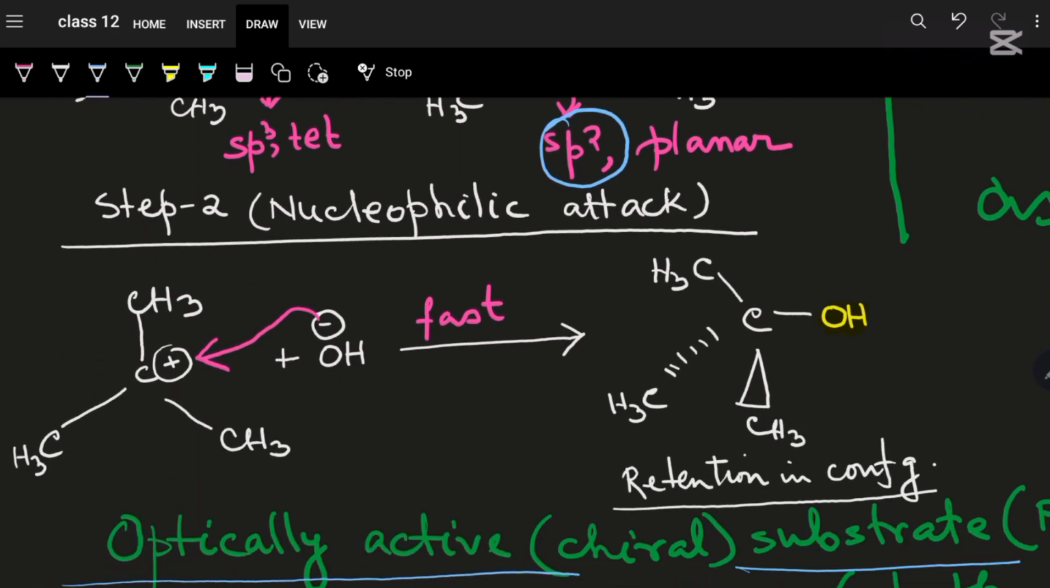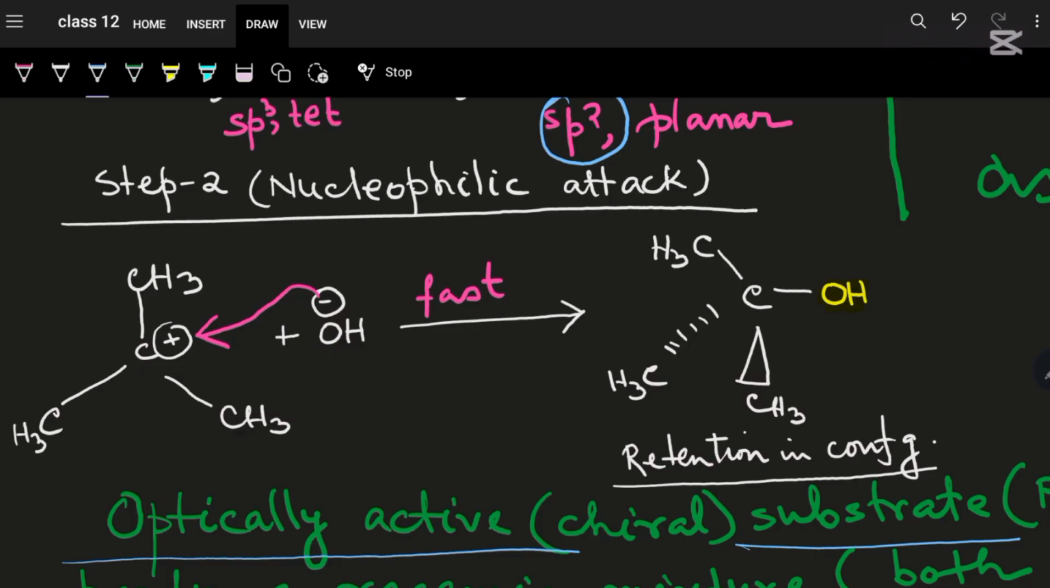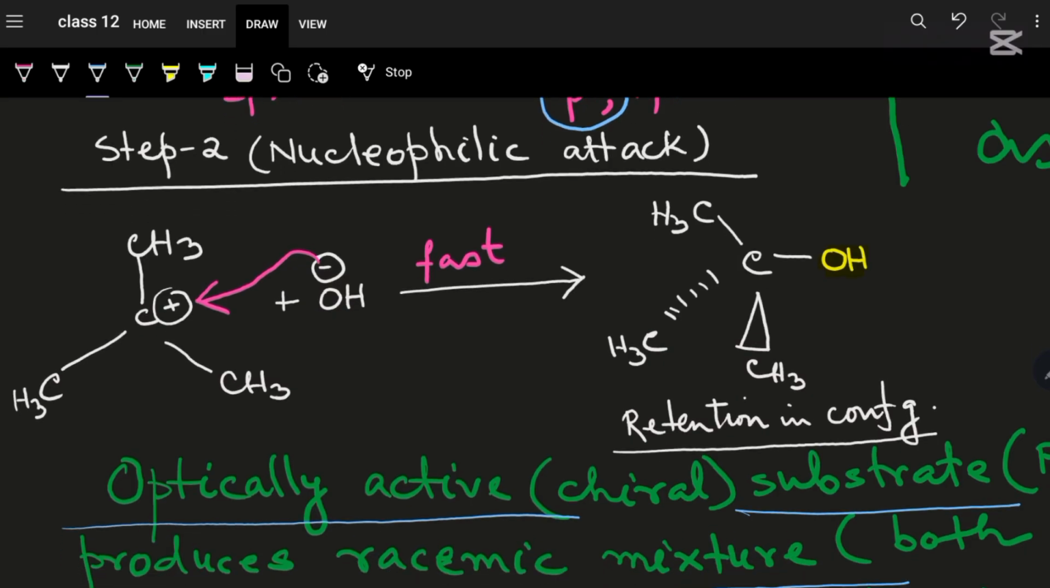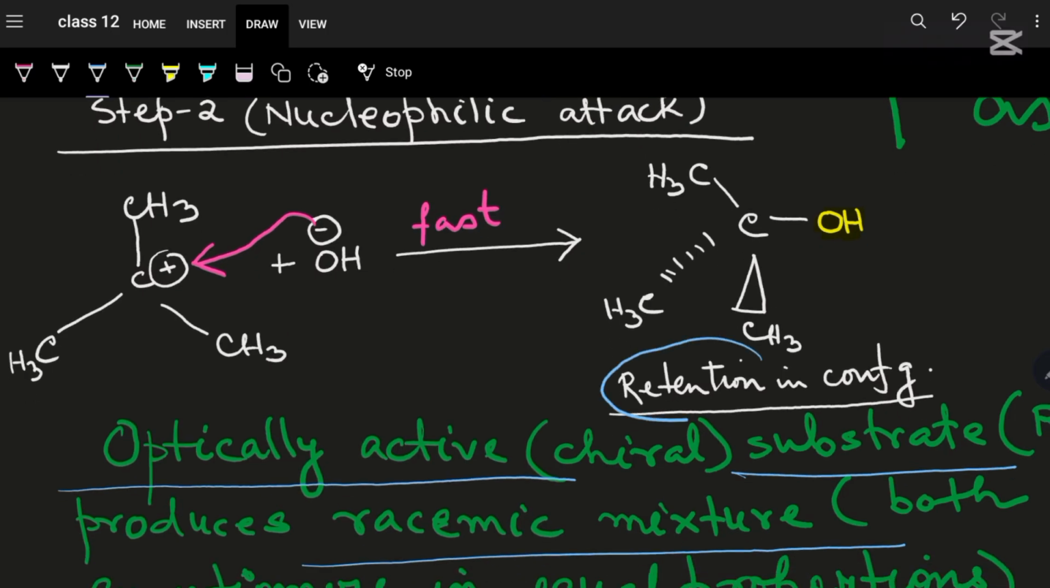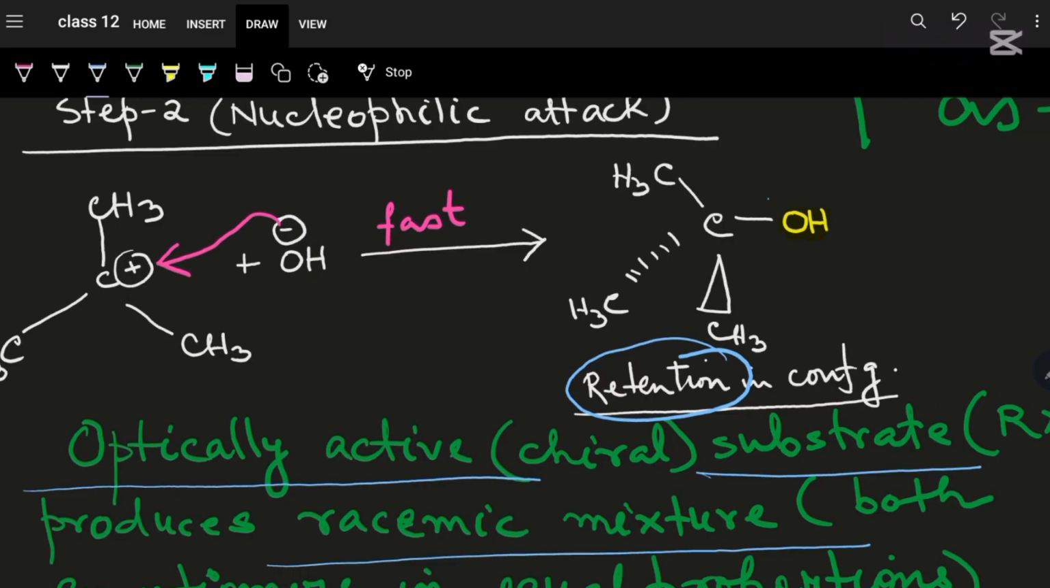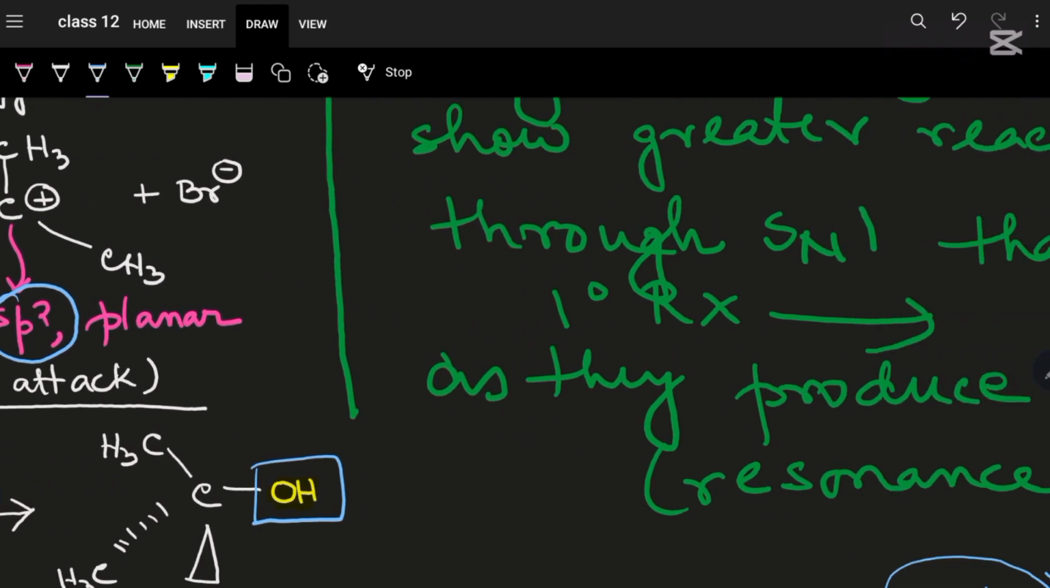Step 2 includes nucleophilic attack over the carbon positive center, which is the electrophilic center, and it is a fast step. So after the attack there is retention in configuration. The term retention in configuration means OH is aligned to the same side as the leaving group. Br was the leaving group, so there is no change in the configuration; there is retention in configuration.